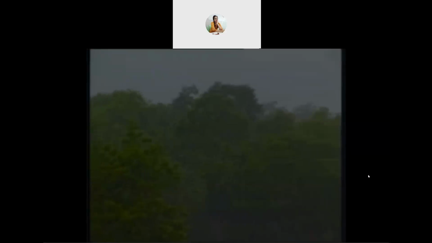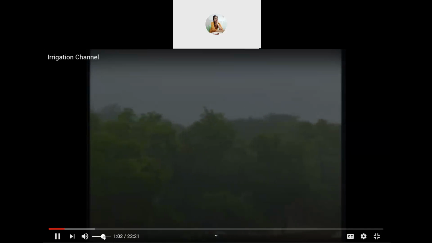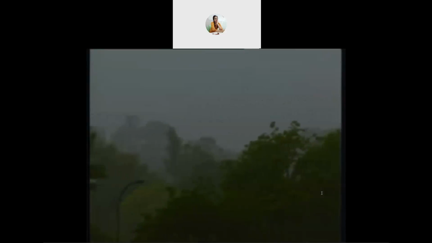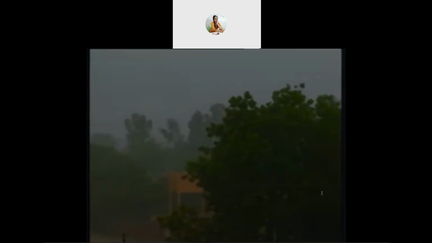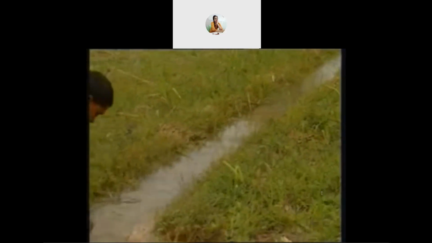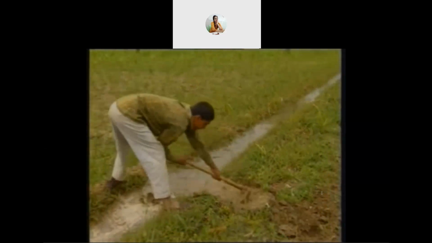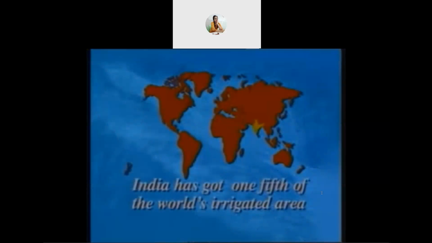In many parts of the world, the rainfall is not uniformly distributed over time and space. Further, the amount of rainfall is not adequate to meet the water requirements of crops. To supplement this deficiency, irrigation is practiced. India has got 1/5 of the world's irrigated area, which contributes to make it potentially one of the richest agricultural countries in the world.